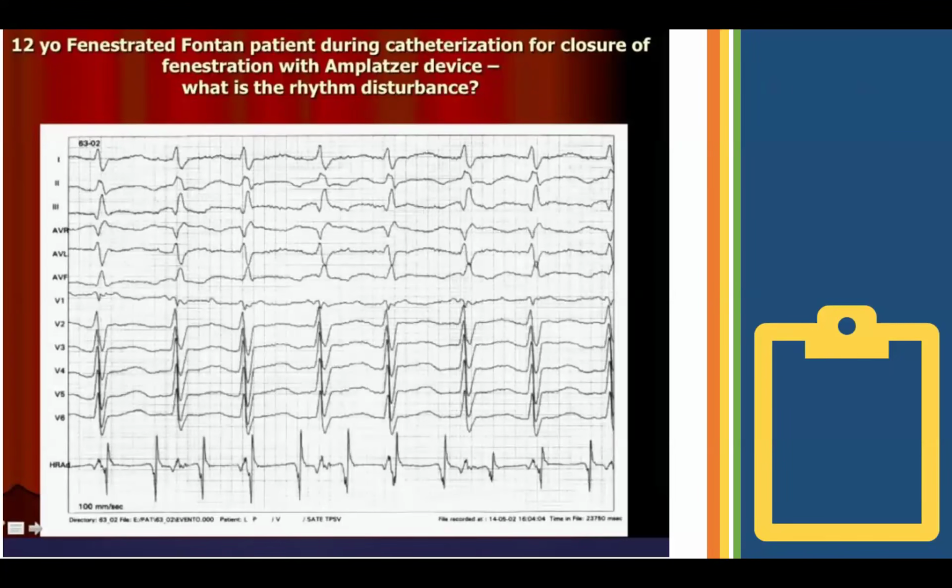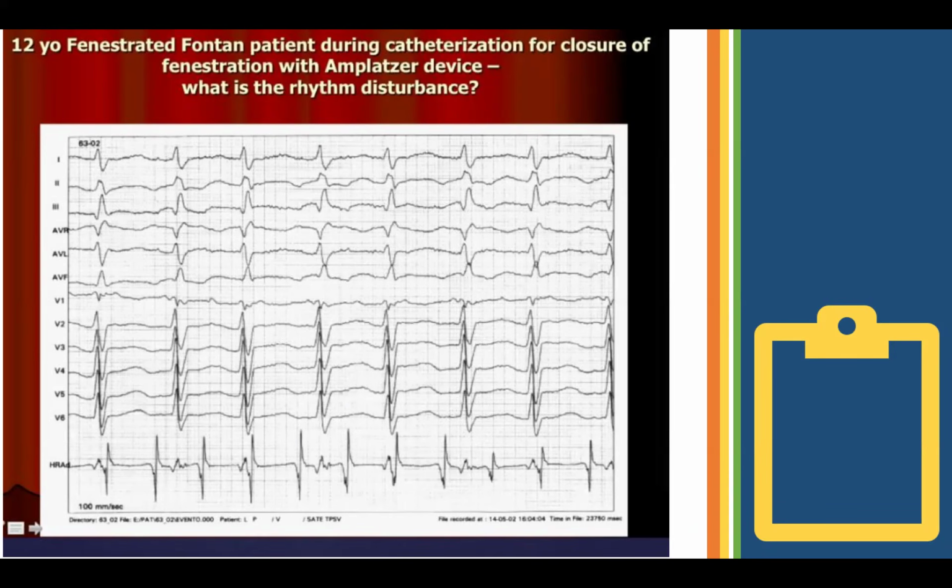All right. And by the way, a very similar question was asked of me on my board examination. So this is a 12-year-old fenestrated Fontan patient during catheterization for closure of a fenestration with an Amplatzer device. What is the rhythm disturbance that you are seeing here? These are a 12-lead electrocardiogram, and this is a catheter that's been placed in the patient's high right atrium.